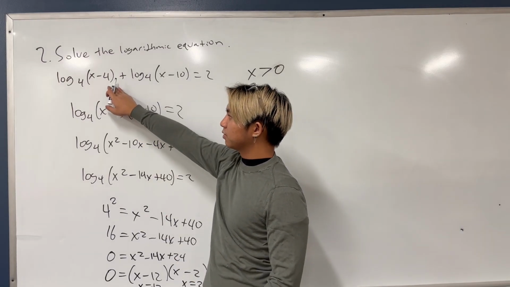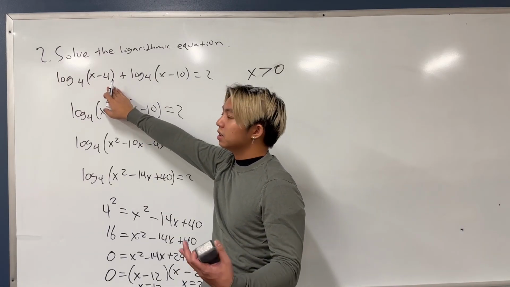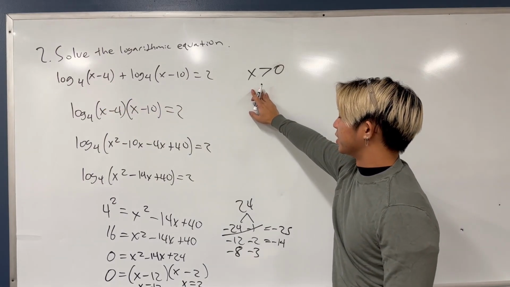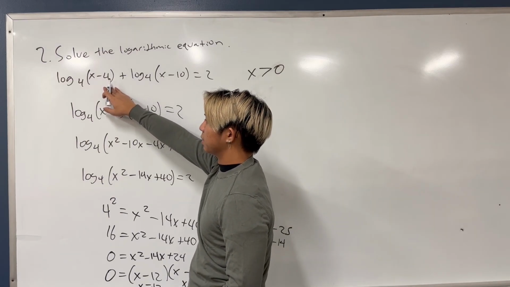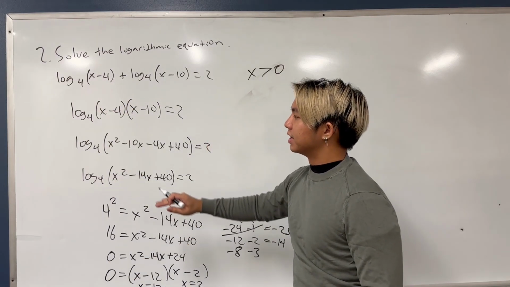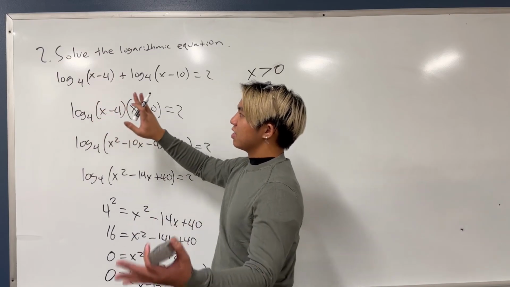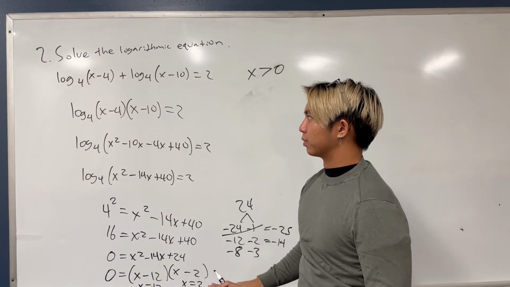And we plug in 2 here. So 2 minus 4 is what? Negative 2. Oh, that's funny. We just found our domain was x greater than 0, and here we had negative 2. So automatically, if we have a negative number or a 0 here, then our answer has to be wrong.